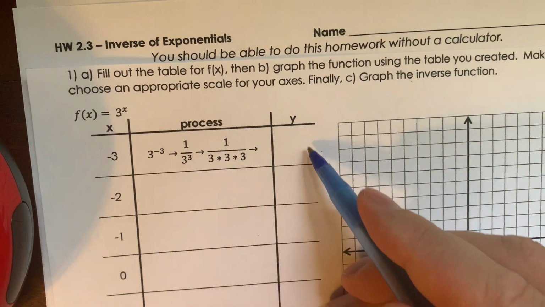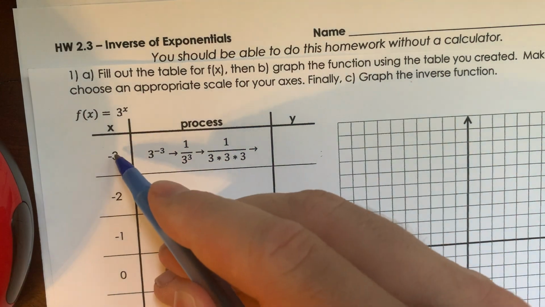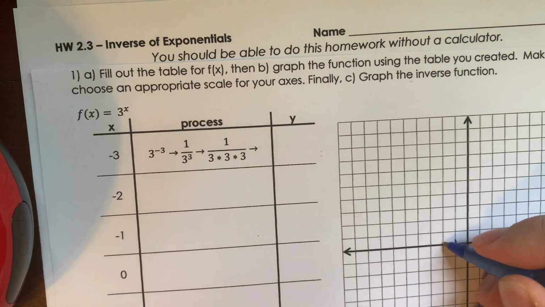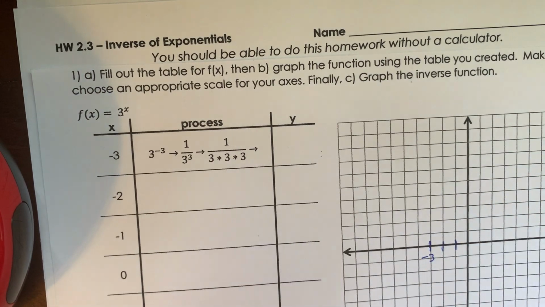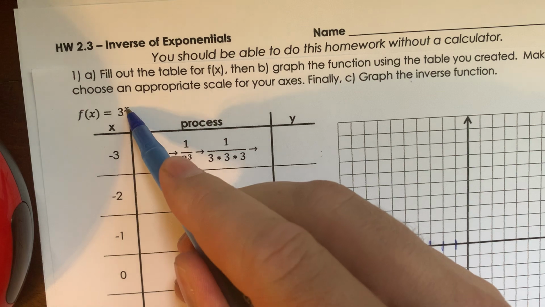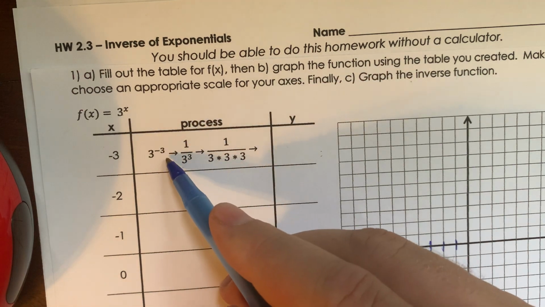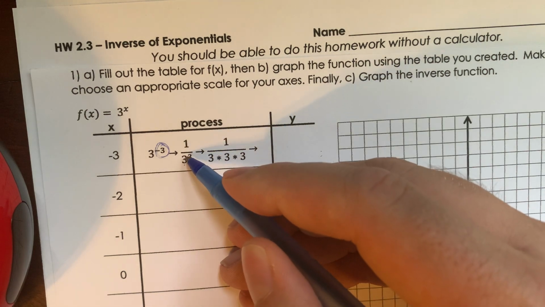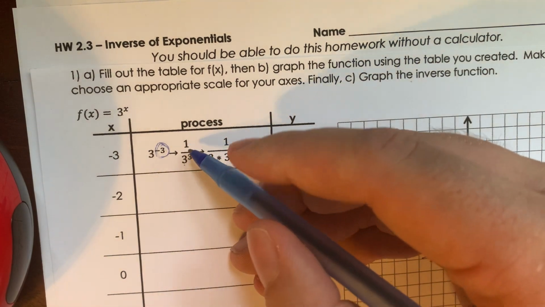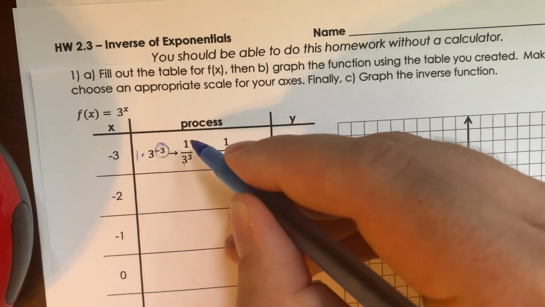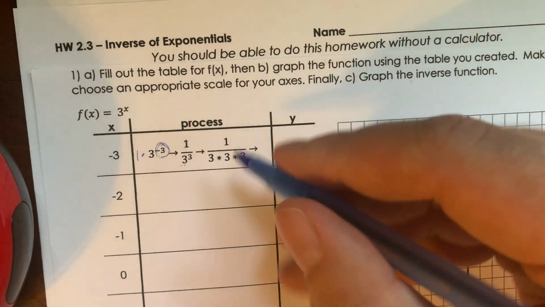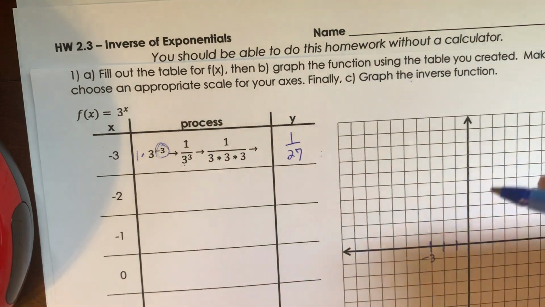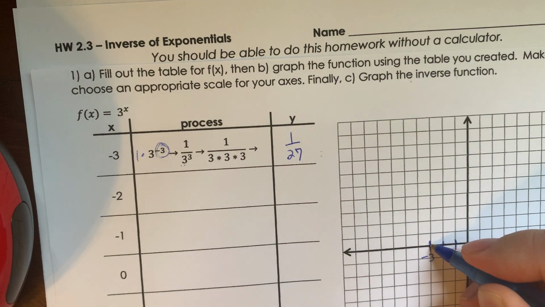We're filling out the table to be able to graph this. And for each x, we want to find what the output is. So when x is -3, we want to know what the y is going to be. And so we use the function 3 to the -3rd power. Negative exponents tell you to divide instead of multiply. So instead of 1 times 3 times 3 times 3, it's 1 divided by 3 times 3 times 3. And so 3 times 3 is 9, times 3 is 27. And so when x is -3, y is 1/27th.